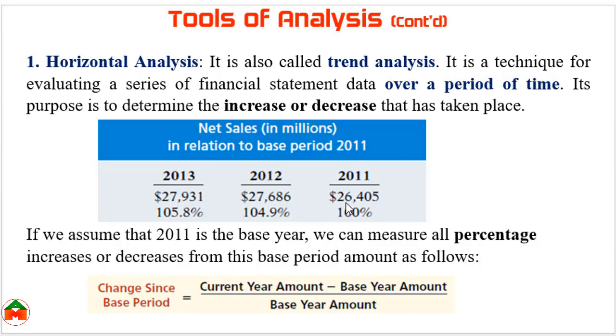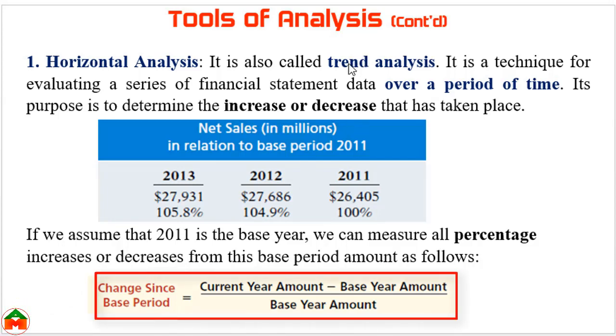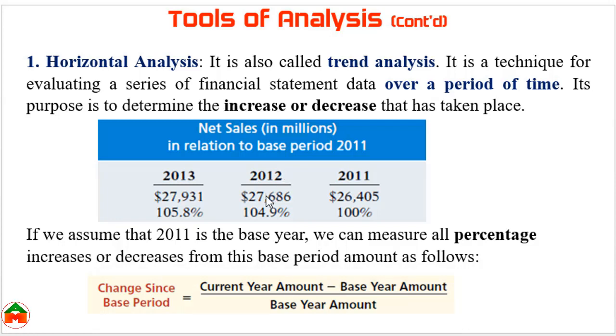So what is the formula to find out the increase or decrease or trend? We can see change since base period. The formula is we need to deduct the base year amount from the current year. Suppose this is the current year. From this current year we will deduct the base year amount, then we will divide by the base year amount to find out this percentage. Here we can see 104.9%.